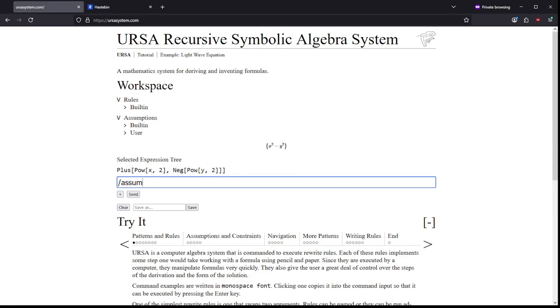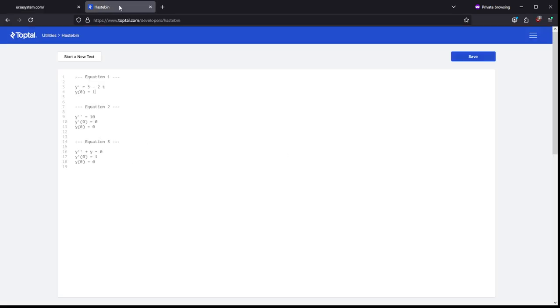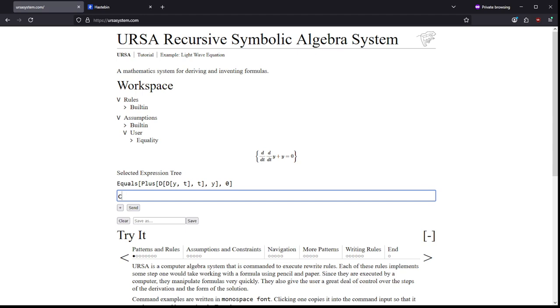And then dy(0), the derivative of y at 0, equals 1. So these are our initial conditions, and then I'll put in the differential equation. The second derivative of y with respect to t plus y equals 0. And now I'll run the Laplace transform rule to take the transform of both sides.